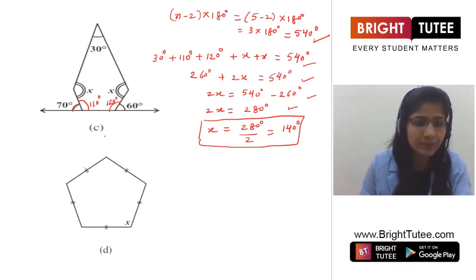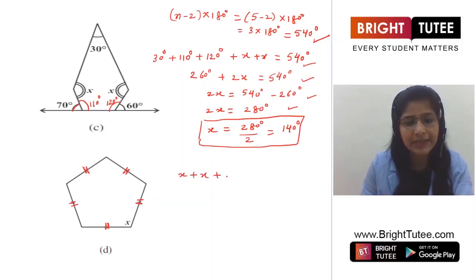As you can see, the symbol is made. This is for equal to. That means these all are equal to each other. If the sides are equal, it is a regular polygon. So all the angles will also be equal. So each angle will have a measurement as x.